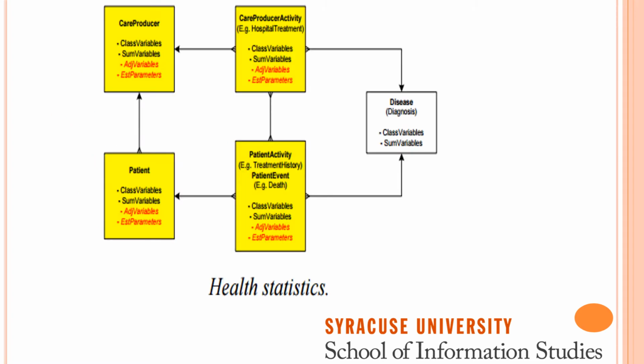In health statistics, care producer, patient, and disease act as basic object types. Complex object types include events or activities such as care producer activity or patient activity. A care producer activity may involve one or more care producers and thus a many-to-one relationship. All objects are described by means of variables. Some variables are classification variables, such as the name of the care producer or the name of the disease, and others are summation variables, such as income earned through producer activity.